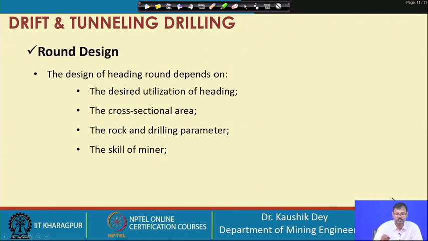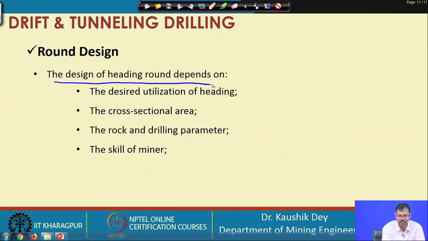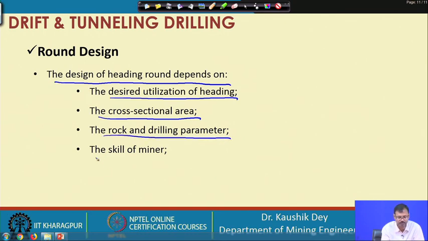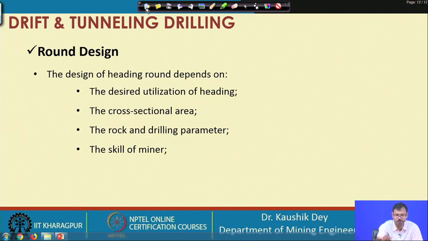So, the objective of designing the heading round depends on the desired utilization of the heading, cross sectional area, rock and drilling parameters and skill of the miners, because these patterns are often very different. You can have a very critical pattern also, but the stopping holes, roof holes, wall contour holes, floor contour holes are always drilled horizontally, and they basically mimic the surface blasting, surface drilling.